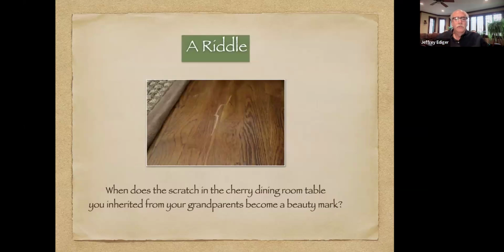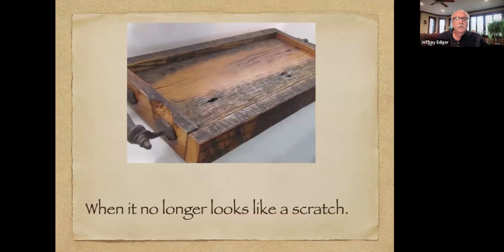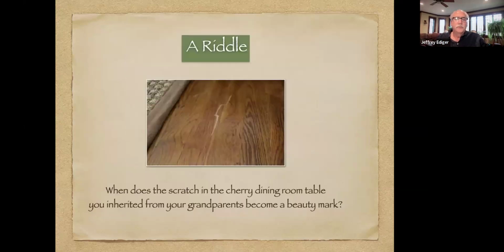So I've got a riddle for you. When does a scratch in a cherry table you inherited from your grandparents become a beauty mark? When it no longer looks like a scratch. The problem with scratches and the reason they're so visible is because they look mechanical. A lot of times when we're sanding out scratches like that, we don't sand out the whole thing. We just sand out enough for it to look organic again.